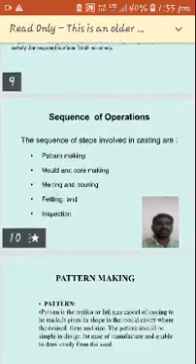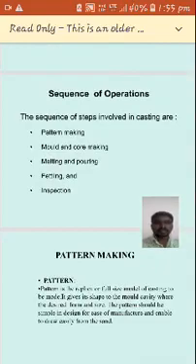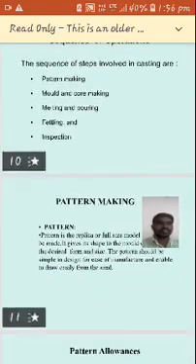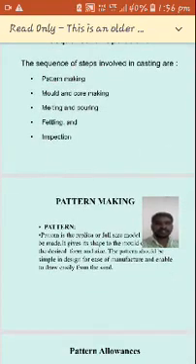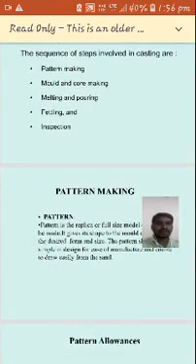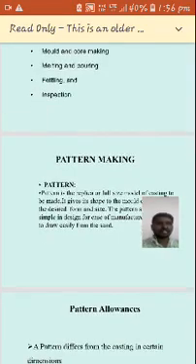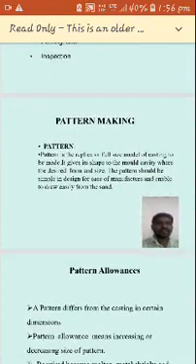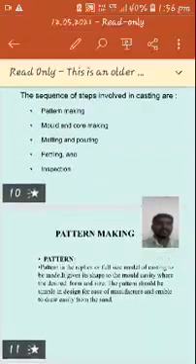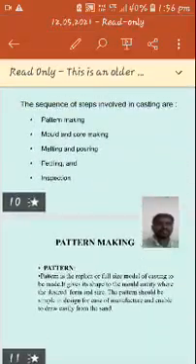And then, what is the sequence of operations to be performed with these casting objects? A few steps are there. The first one is pattern making, the second step is mold and core making, the third one is melting and pouring, the fourth one is fettling, and the fifth one is inspection. So these are the 5 major steps. We'll see them one by one.